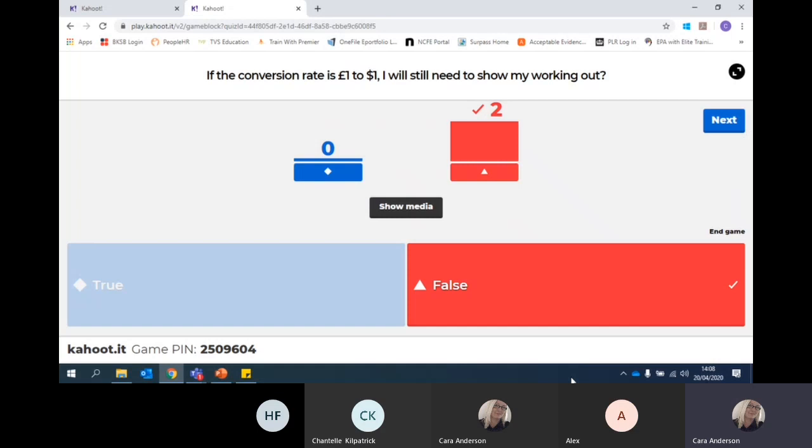However, there's no working out to show, but you may want to, in your working out box, state the obvious. So you would put £1 is the same as $1. No working out needed.